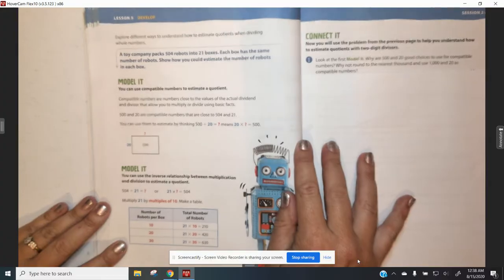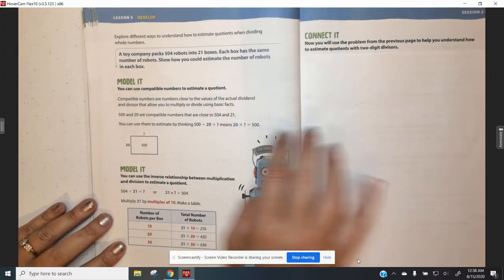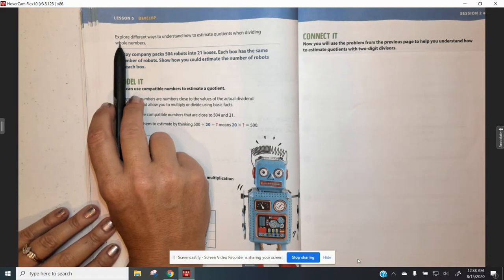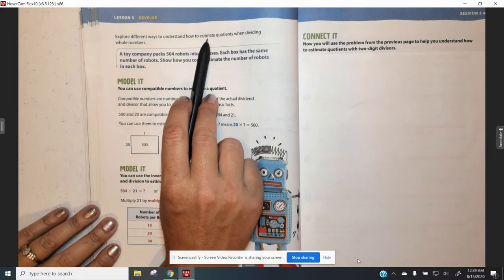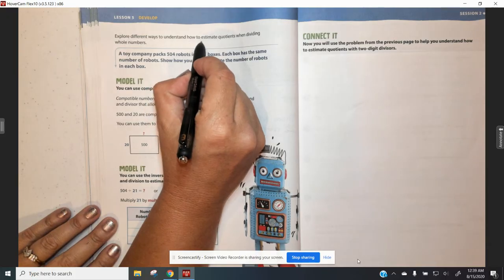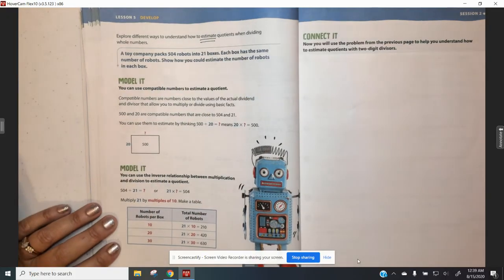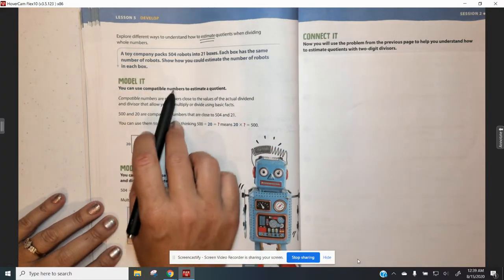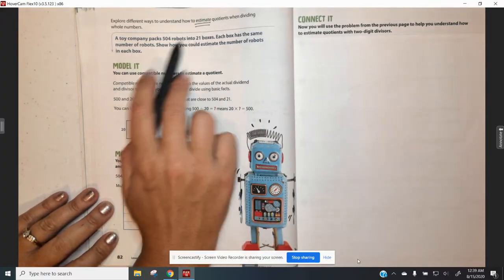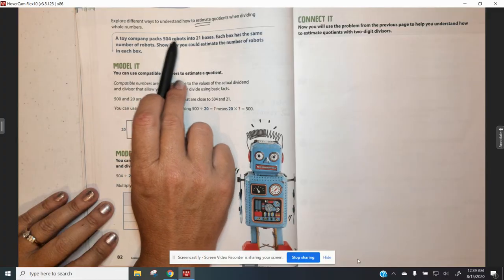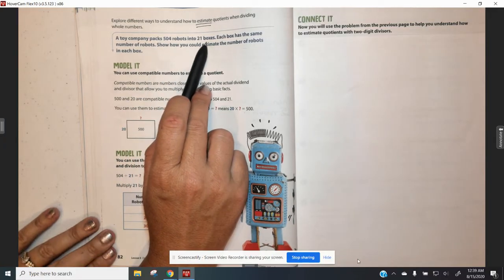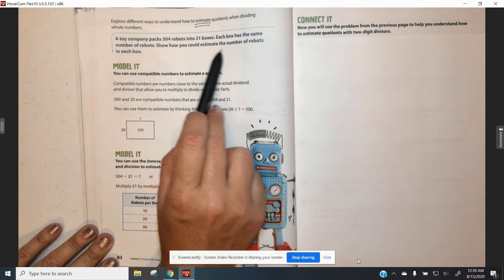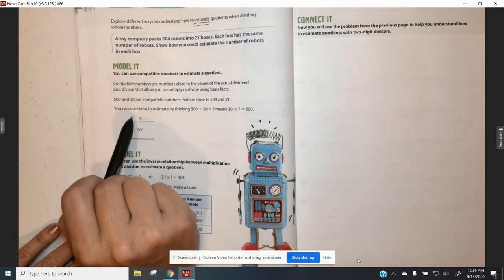Go ahead and turn the page to page 82. So we're going to go ahead and look over at this page 82. We're going to explore different ways to understand how to estimate. Remember, we're not finding exact answers today. We're estimating quotients when dividing whole numbers. We're going to use the same problem that we used before. The toy company had 504 robots packed into 21 boxes. Each box had the same number of robots. Show how you could estimate the number of robots in each box.